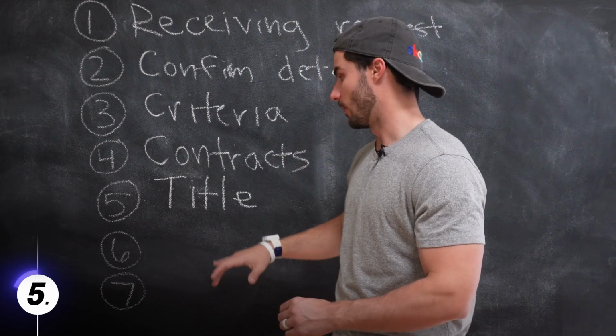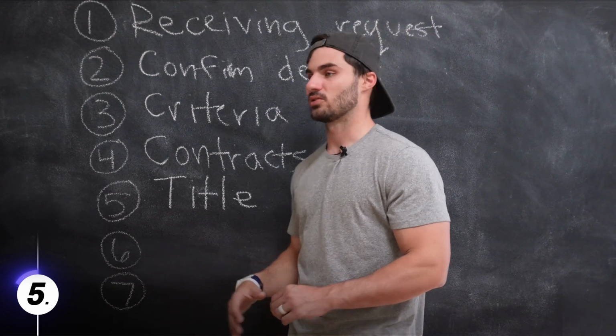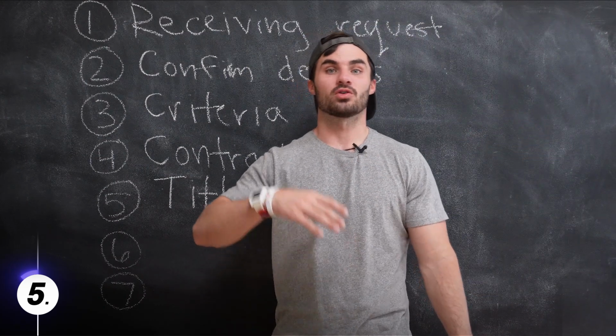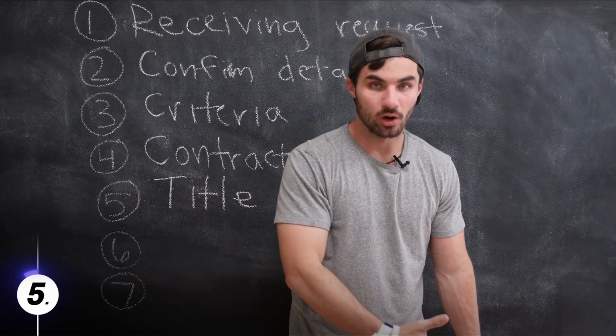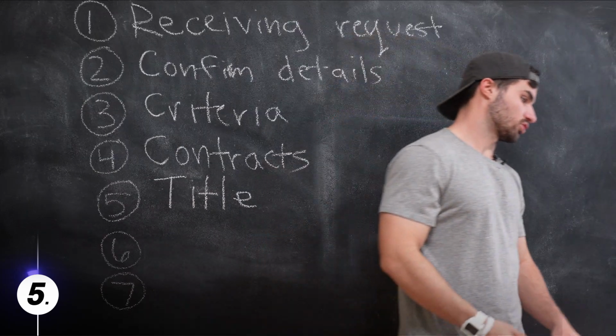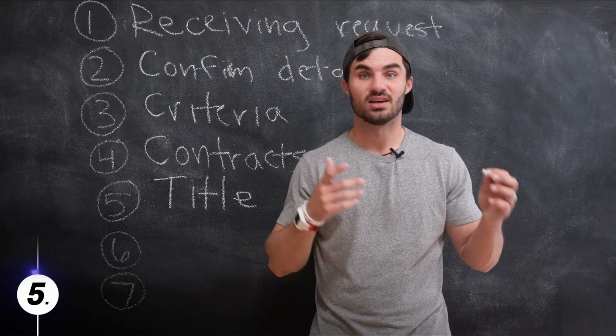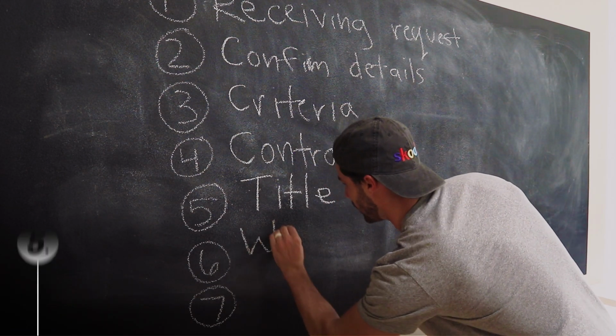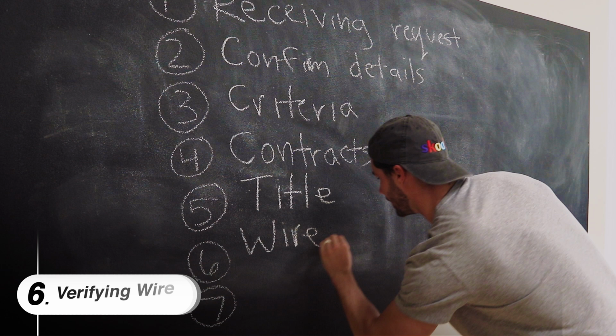So the 5th part of vetting is making sure that the title company is willing to abide by all of the terms and conditions that you have already agreed on. They are going to work with you, they know who you are, and they want to see this transaction be a success in the long run. Okay, number 6 is confirming wire info.